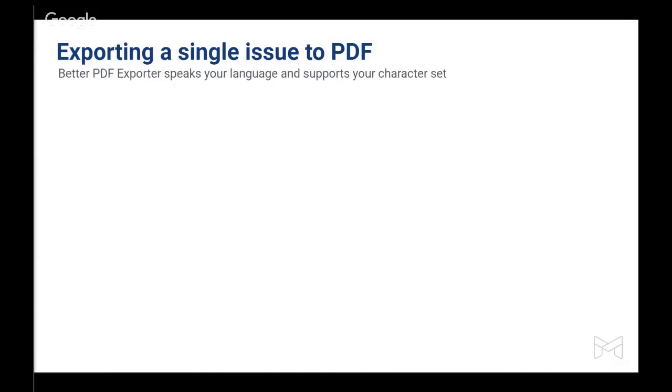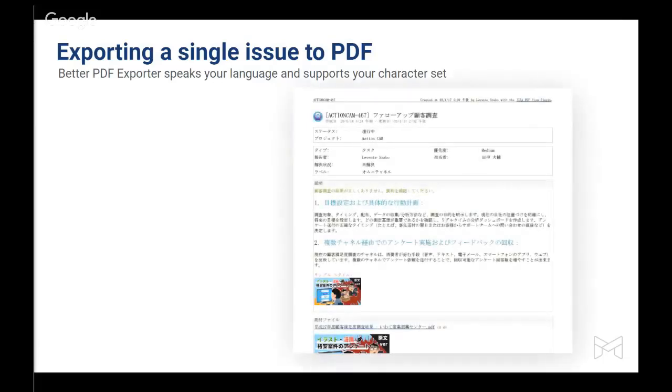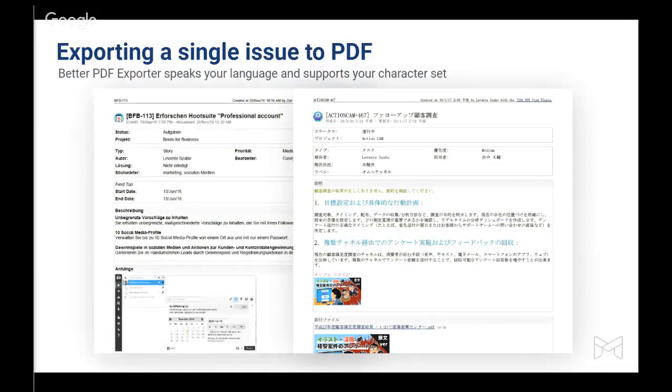In countries where English is not the first language, local language support is always a concern. But not with Better PDF Exporter. You can use it with Asian languages or other languages with special characters in the exported PDF documents. The app works with 100% Unicode internally, therefore it supports any language by default.